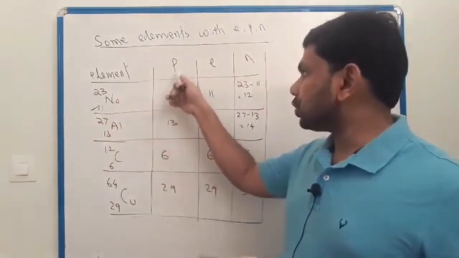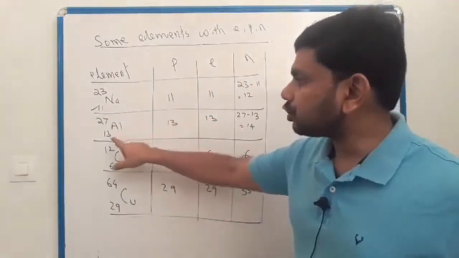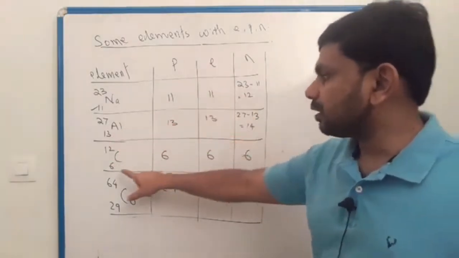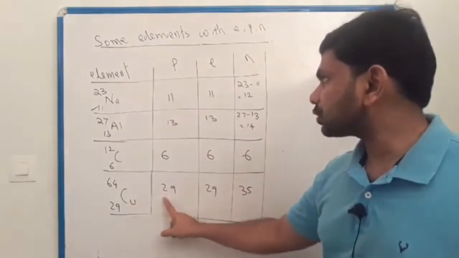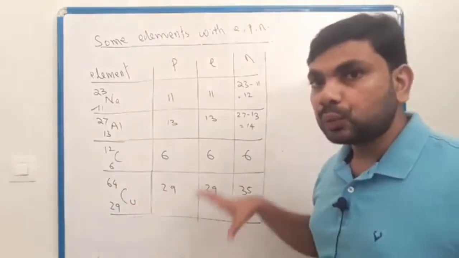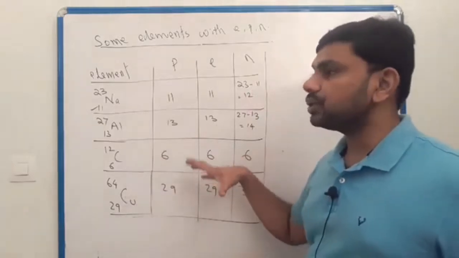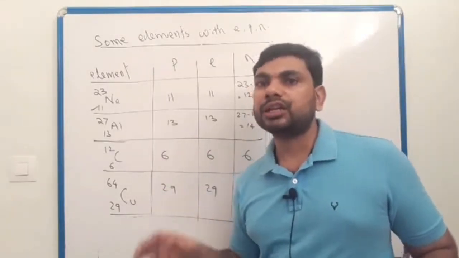So 11 electron, 11 proton. Clear? Similarly, aluminium atomic number 13, so 13 proton, 13 electron. Similarly, here 6 electron, 6 proton, 29 electron, 29 proton. So we can find very easily the number of electron and proton using the periodic table. Atomic number is equal to the number of electron and proton.